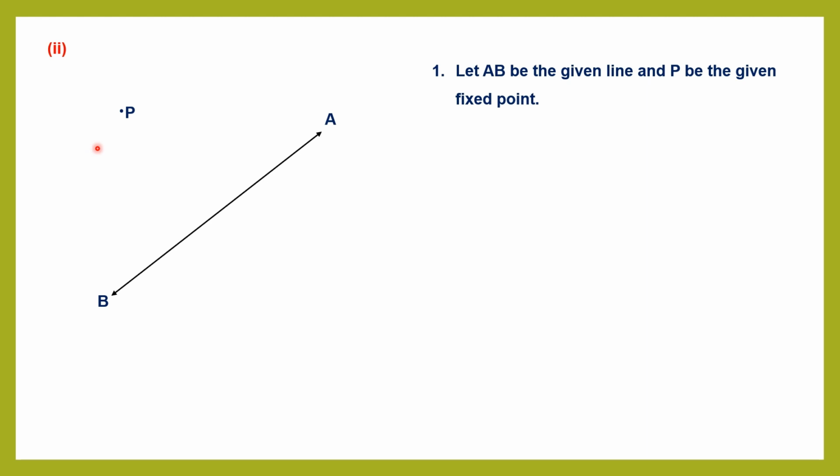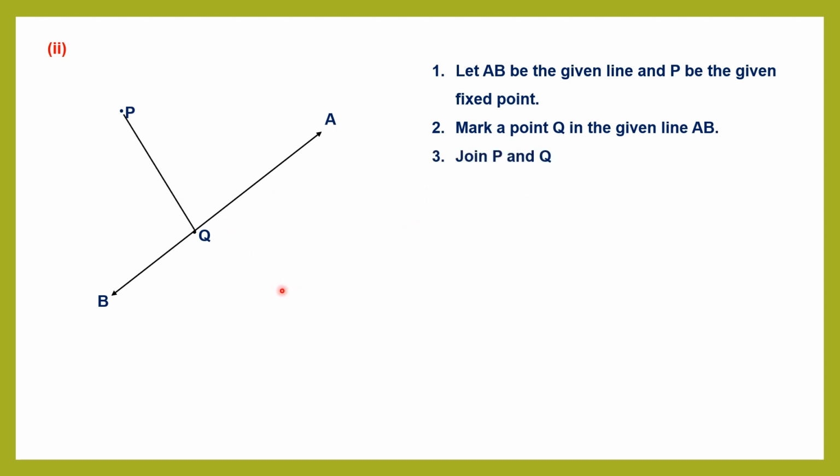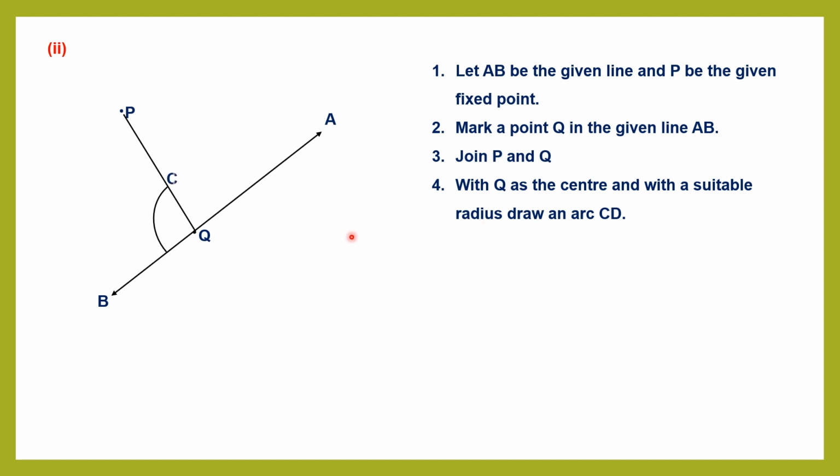Now the steps. First step, mark a point Q in the given line AB. We have got a point, we're going to mark it as Q. Next step is join PQ. So join P and Q, you have a straight line. Now Q is the center, you're going to draw an arc here. We've drawn an arc and we're going to name it C and D. Now we're going to keep it here and draw an arc on the opposite side. So one arc here, one arc there.